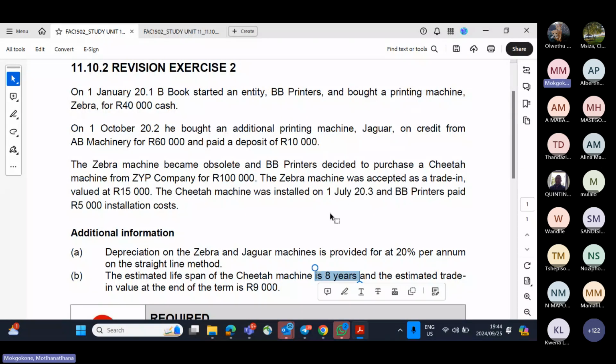And because the machine was installed during the year, you'll say July, August, September, October, November, December, 6 months. Times 6 divided by 12, number of months divided by 12 months. Then they will give you 6,000 depreciation for the cheetah machine for the current financial period.